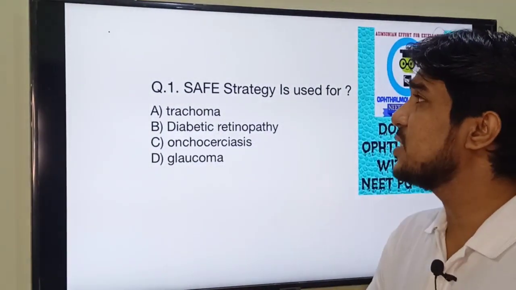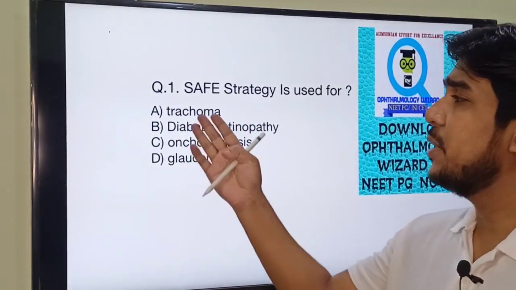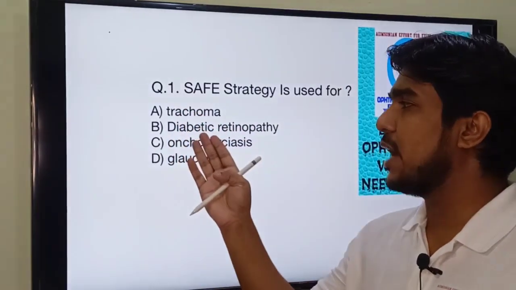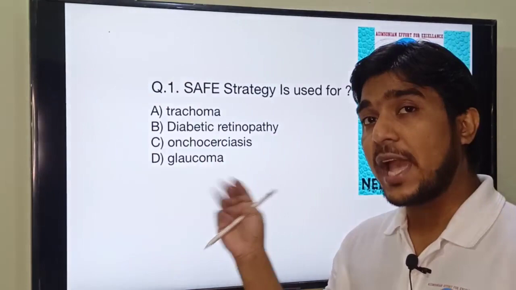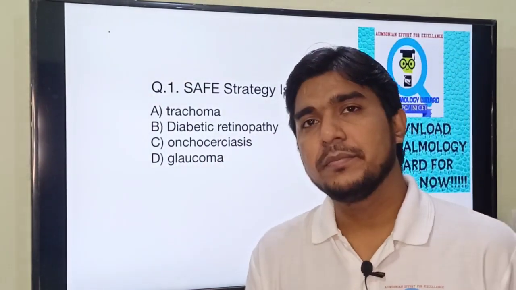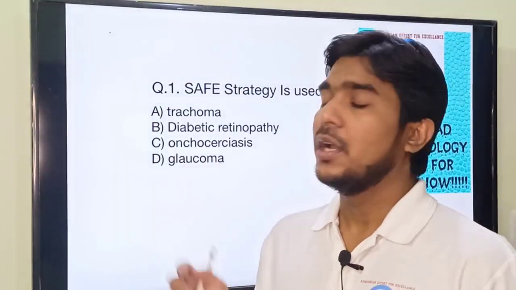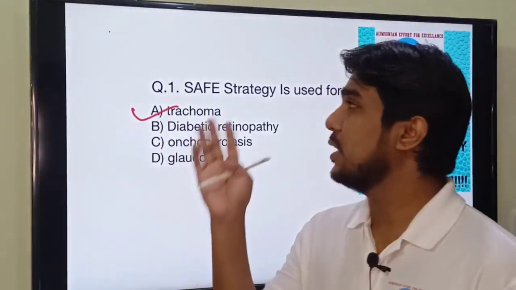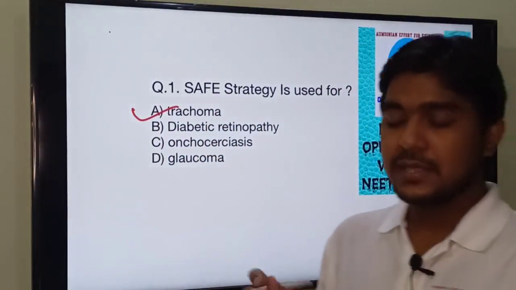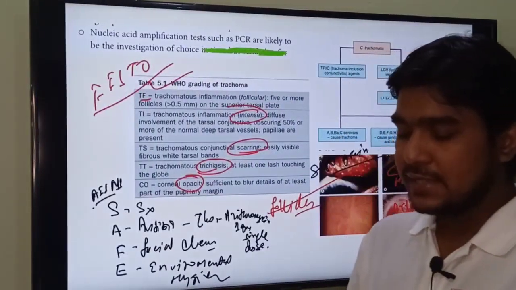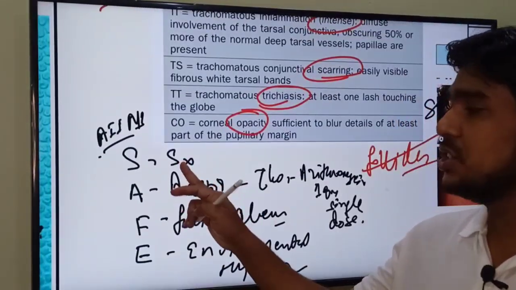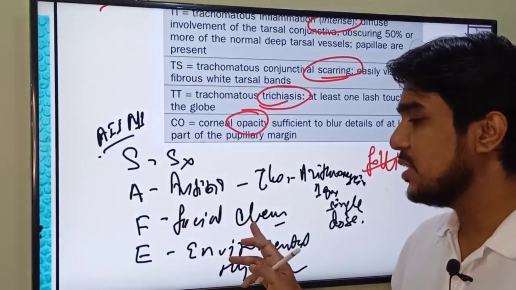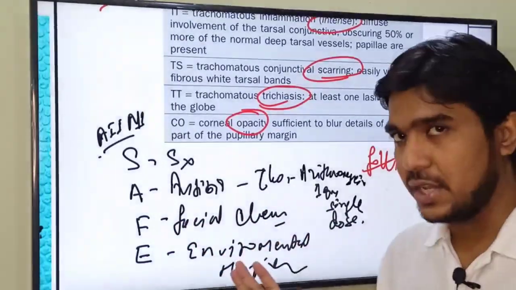The SAFE strategy is used for, everybody knows, but let me tell you the options: trachoma, diabetic retinopathy, onchocerciasis and glaucoma. What is the answer? The answer is trachoma, right? You know about that SAFE strategy. What is S? Let me tell you. S for surgery, A for antibiotic, F for facial cleanliness, E for environmental hygiene.